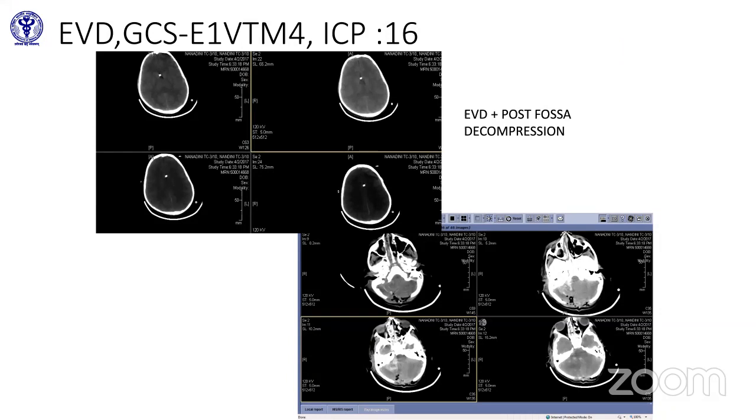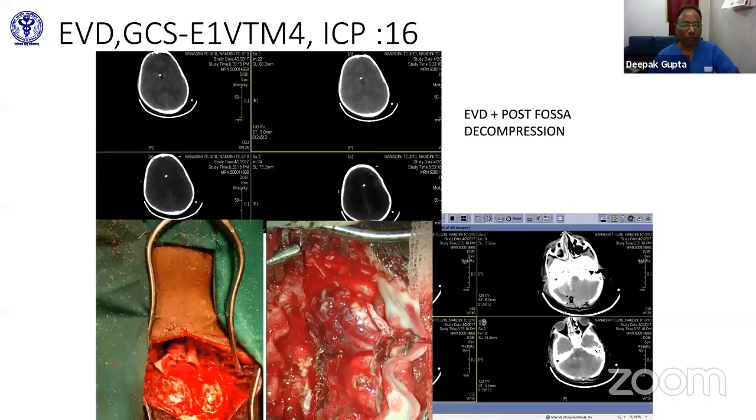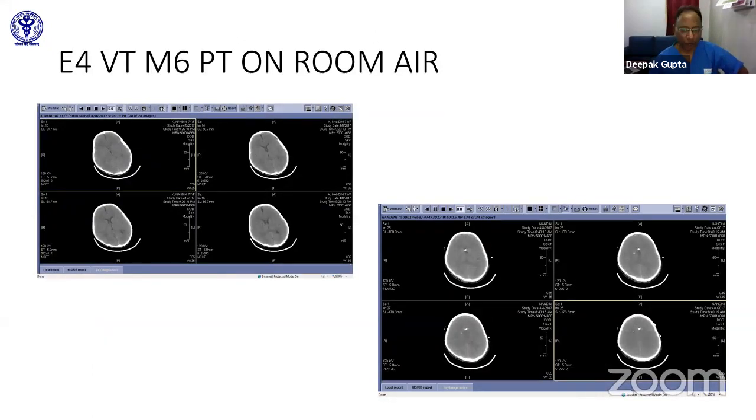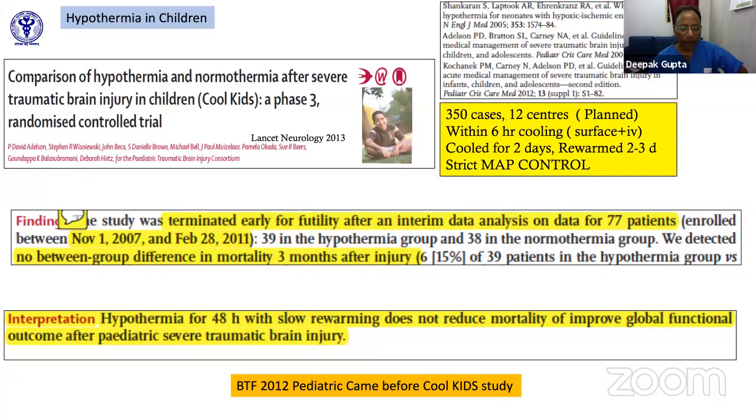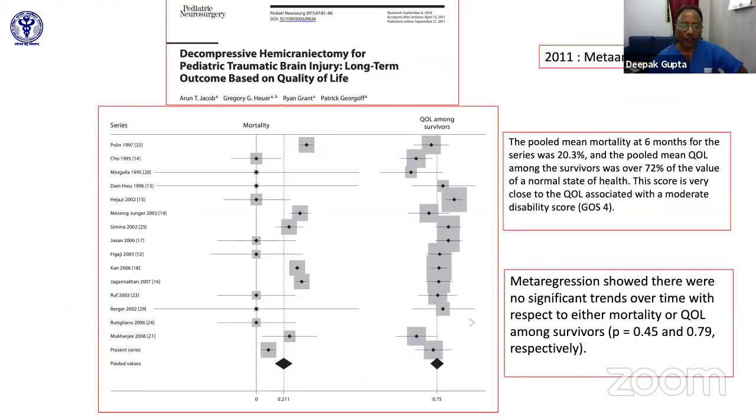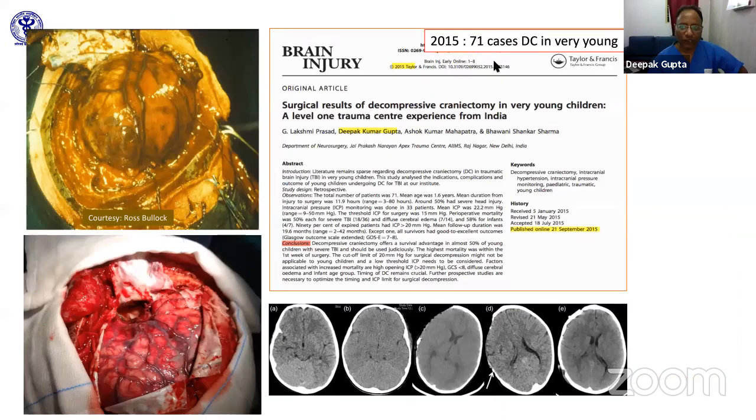Anyhow, so this girl again was managed with a combination of posterior fossa decompression. So we used barbiturate coma in many of our patients. And our center used to do a lot of decompressive craniectomy once upon a time. In fact, we have a large study of 71 cases of decompressive craniectomy in young children. However, lately we have shifted more to the medical management.